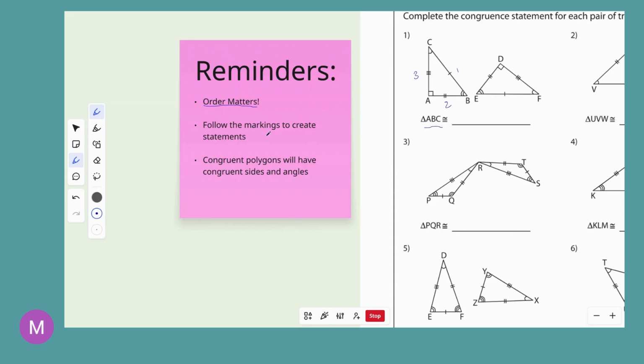So we're going to be following the markings. It's kind of like following the trail, looking for similar markings that match up.